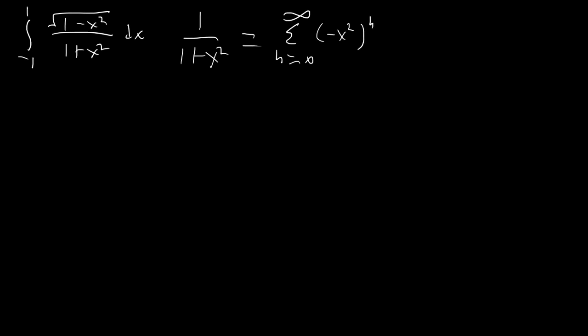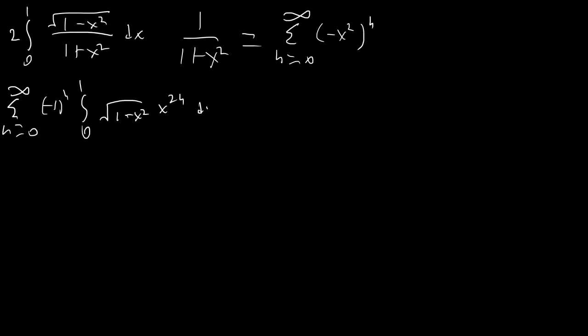And so we're going to end up with an interchange. I'm going to automatically interchange the sum and the integral. And the other thing I'm going to do is just go 0 to 1 and multiply by 2 because we have an even integrand. So we're going to end up with the sum from n equals 0 to infinity of negative 1 to the n, the integral from 0 to 1 of square root 1 minus x squared times x to the 2n dx.